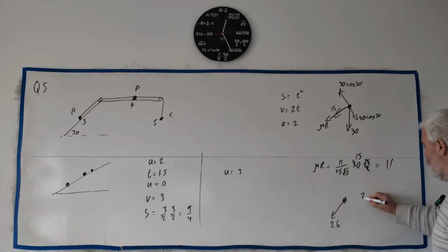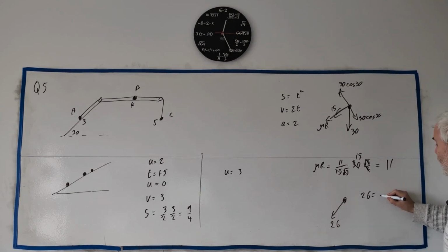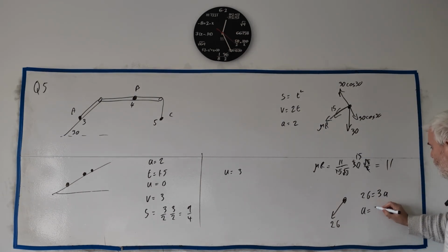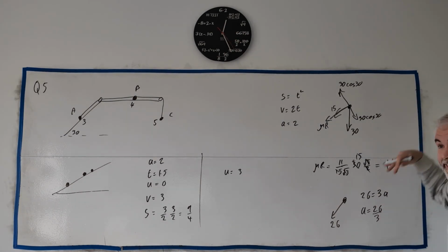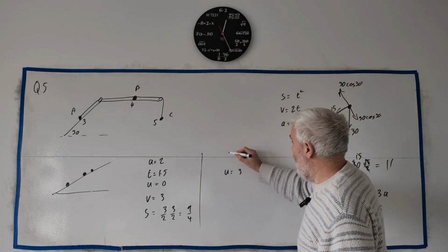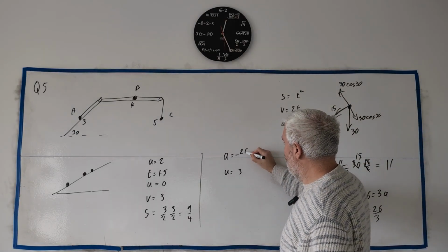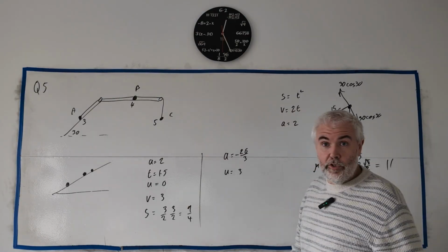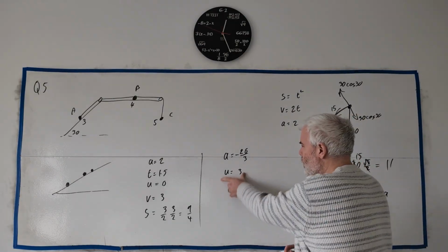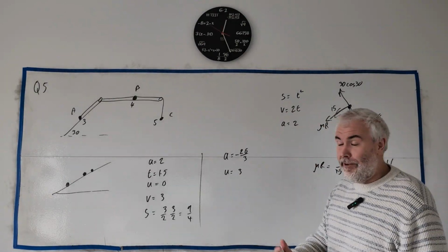The 26 must equal mass times acceleration. So that's mass, which was 3 kilos, times A. So A must equal 26 over 3 down the hill. So A must equal minus 26 over 3. I said a minute ago we don't know any other. We need 3 of these, so we definitely need one more.